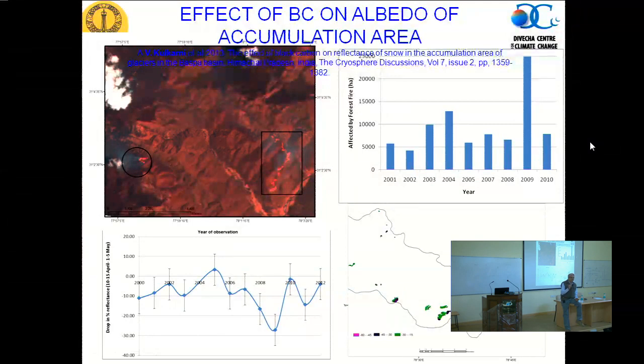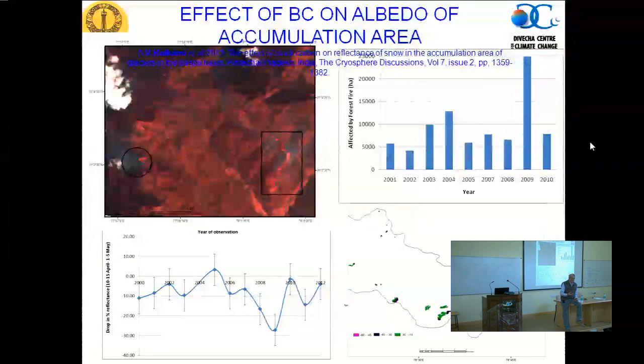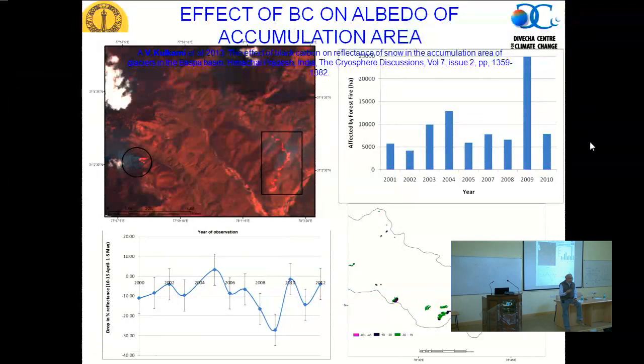On top of that, the melting process also kicks in, so you have earlier melting starting. If melting starts at 5,000 meters in April, there is a possibility of a fast reduction in albedo. So this process becomes completely irreversible, and it has the potential to reduce mass balance quite significantly, unless there is fresh snowfall. That means if there is a fresh snowfall, then this can be covered.